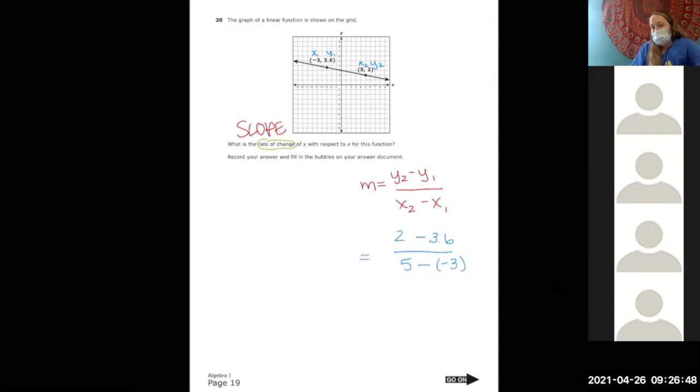And so now I can plug this into the calculator, or I can just solve it here. So 2 minus 3.6 is going to be negative 1.6 on top. 5 minus negative 3 becomes 5 plus 3, which is 8. And now we're trying to simplify this fraction. So now I'm going to use my calculator.